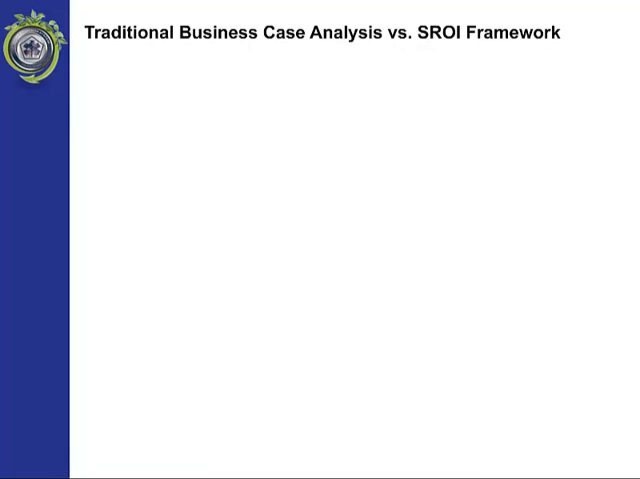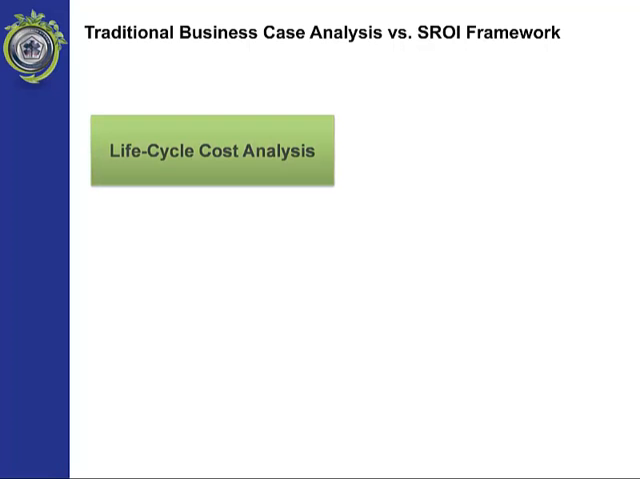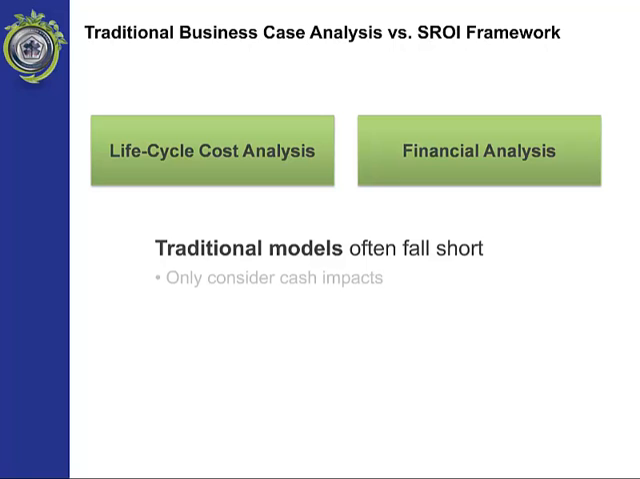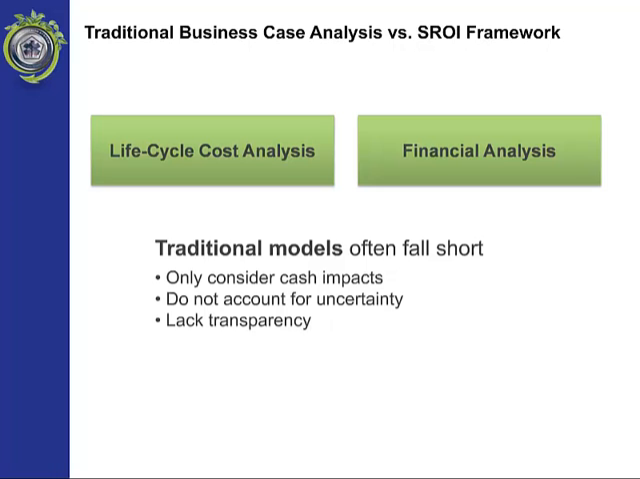Traditional business case models, such as life cycle cost analysis and financial analysis, often fall short from a triple bottom line perspective. Their primary shortcomings are that they only consider cash impacts. They do not monetize or value environmental and social impacts. They do not account for uncertainty in the values of the inputs. And finally, they lack transparency. The SROI process is intended to overcome all of these shortcomings.